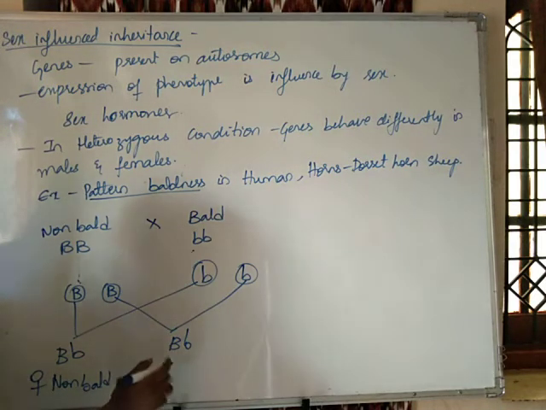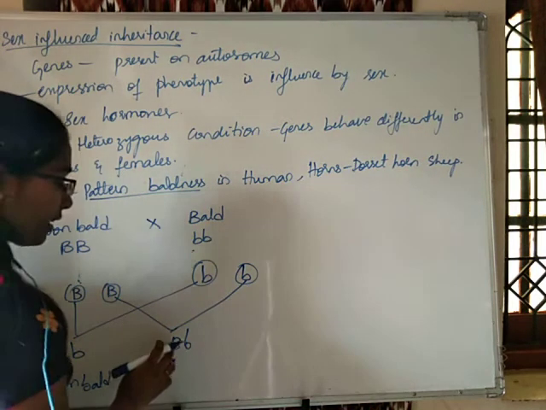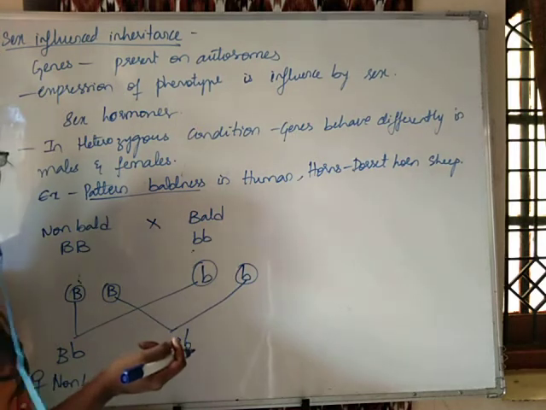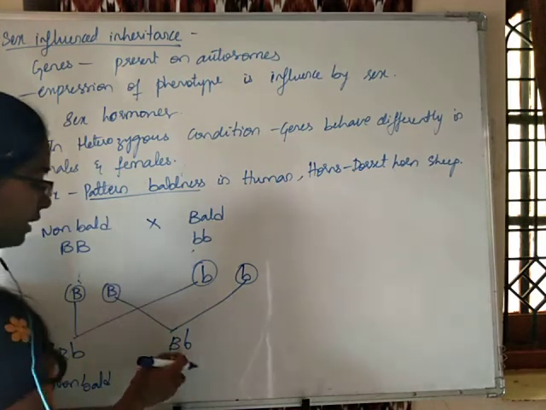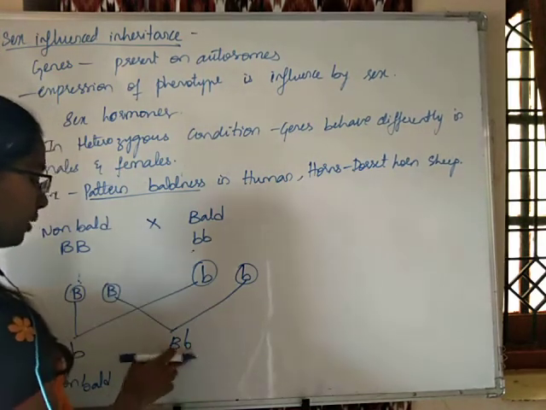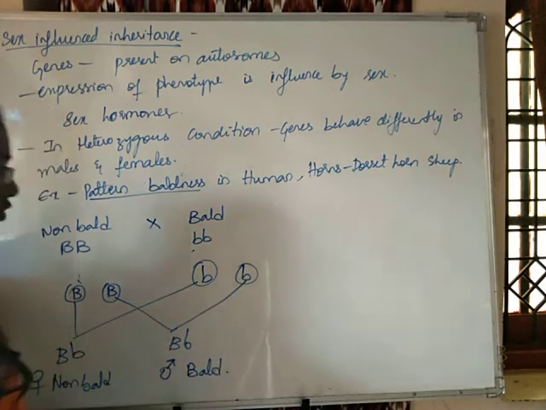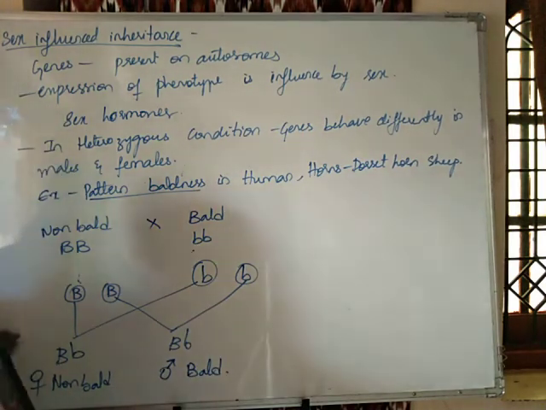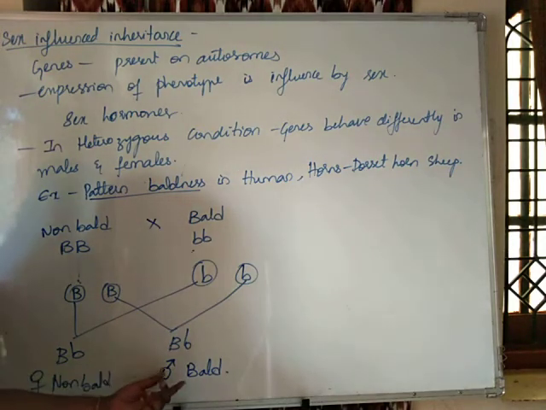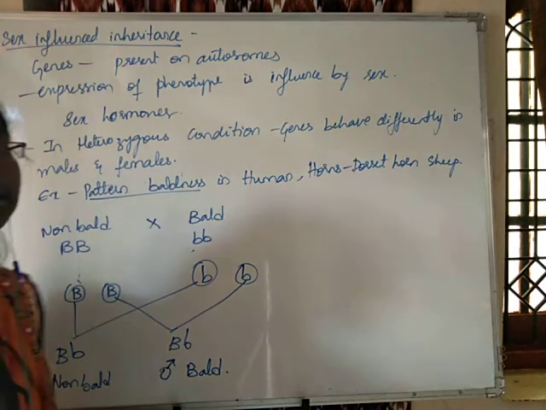Whereas if this individual is a male, then in capital B, small b, the capital B becomes ineffective, and though the individual is heterozygous for the alleles, this individual is going to be bald. So you can observe that capital B, small b is non-bald in females and bald in males.